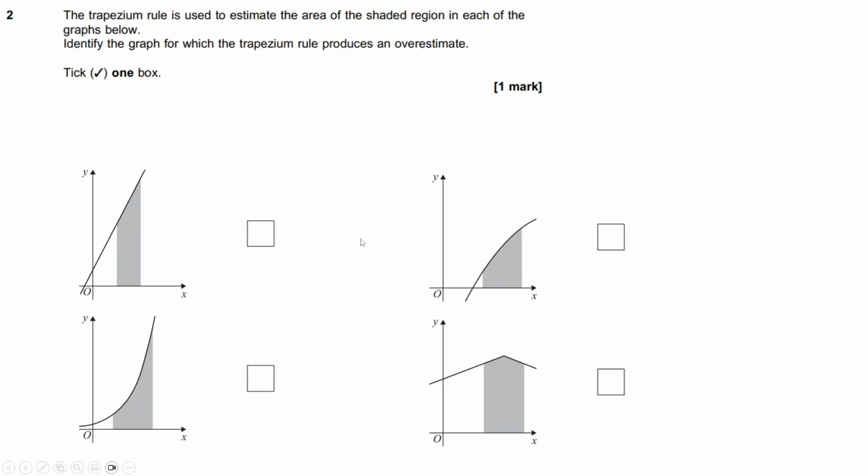Trapezium rule, which one is an overestimate? Well, we can just draw this in and see which one gives us an overestimate. So if you just draw in a trapezium there, that looks perfect, it's flush. It doesn't look like an over or underestimate.